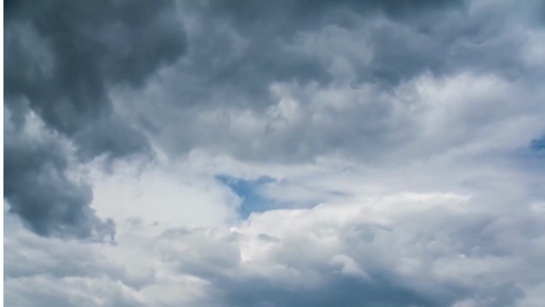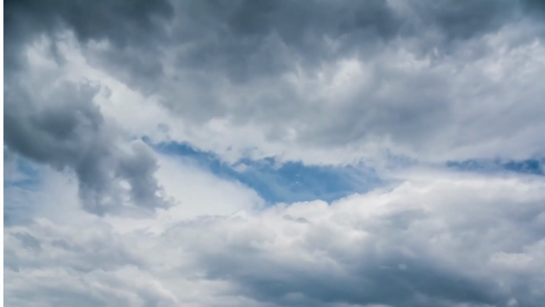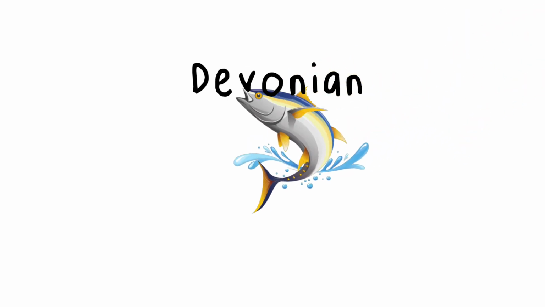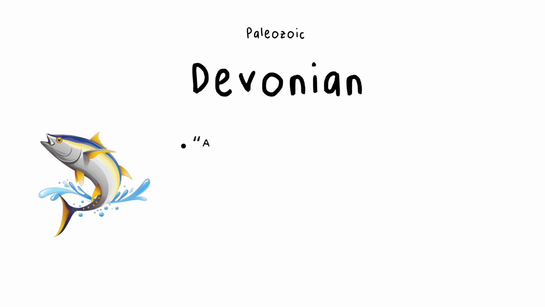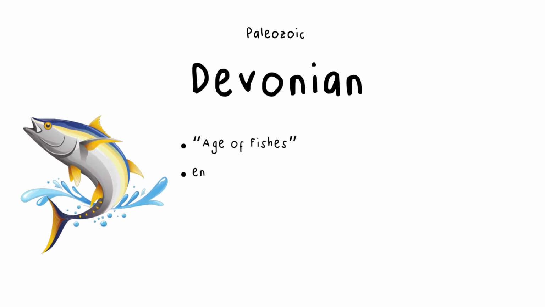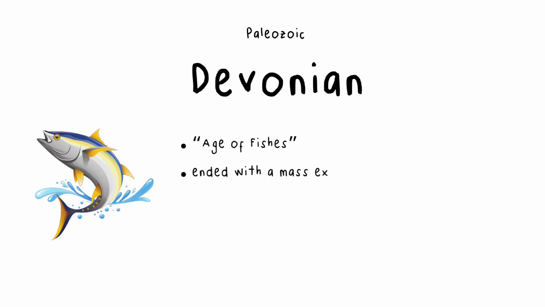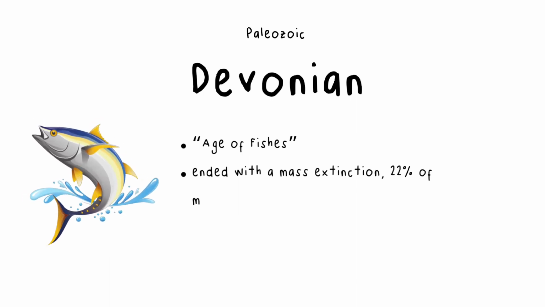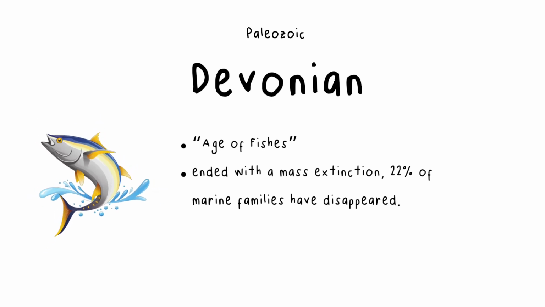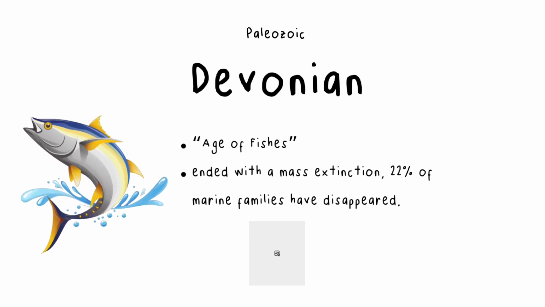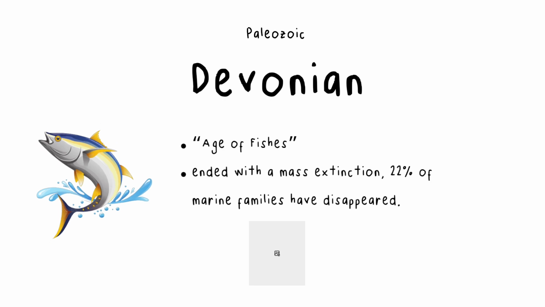The Devonian period, which occurred from 419.2 million years ago to 358.9 million years ago, was a time of major changes on Earth. The Devonian, part of the Paleozoic era, is otherwise known as the Age of Fishes, as it spawned a remarkable variety of fish. The Devonian ended with a mass extinction, during which 22% of all marine families disappeared. Little is known about the extinction of land organisms at the time.